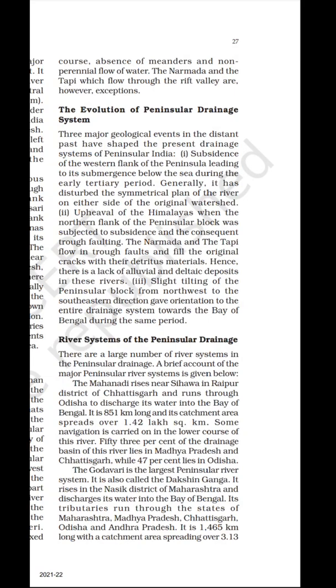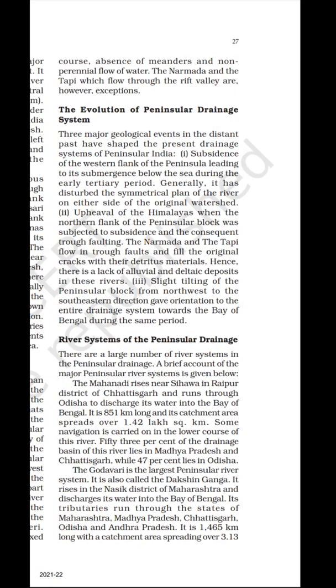It is 851 kilometers long and its catchment area spreads over 1.42 lakh square kilometers. Some navigation is carried on in the lower course of this river. 53% of the drainage basin of this river lies in Madhya Pradesh and Chhattisgarh, while 47% lies in Odisha.